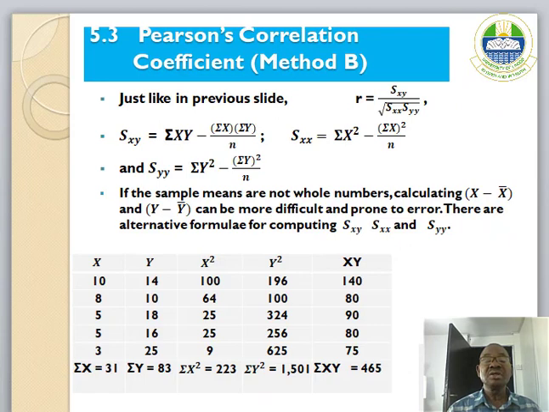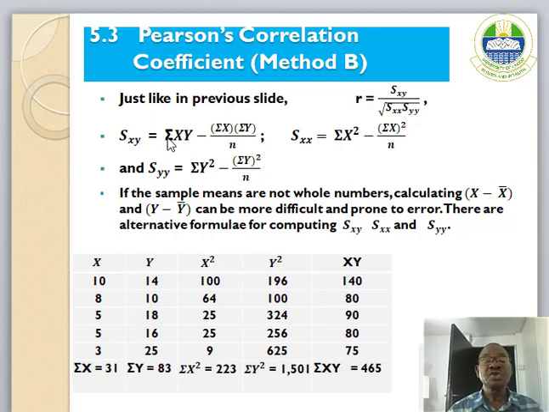Now, the method we have discussed, there is a problem with it. Method B. The method described earlier, it's good, but if this subtraction involves decimal places in the mean of X, the subtractions can be very messy. So to avoid such messy subtractions and then squaring, we now redefine SXY, SXX, and SYY.